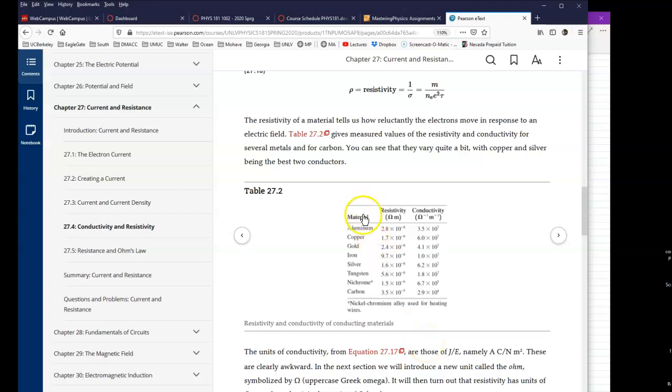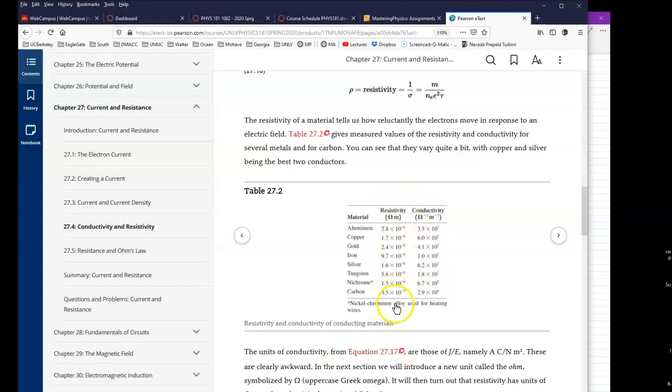So here we have the materials that we're dealing with: aluminum, copper, gold, iron, silver, tungsten, nichrome, and carbon. As you notice, they're all conductors. Of course, carbon is not a very good conductor. And then here is the resistivity. Here we have the conductivity, I'll talk about it in a sec. But resistivity is right there.